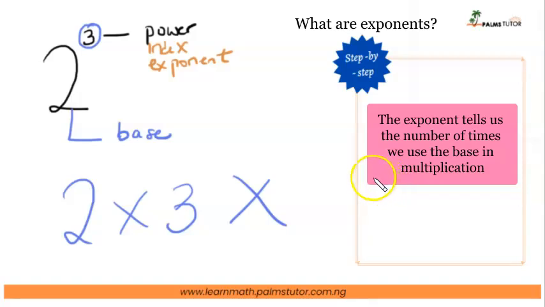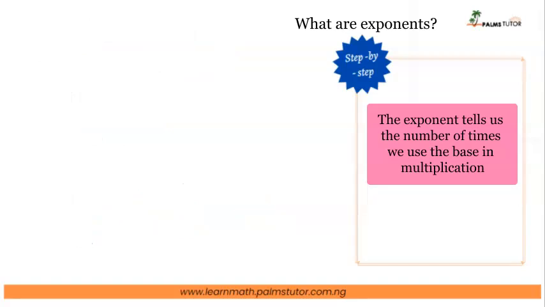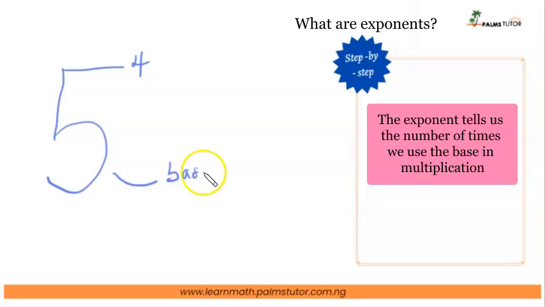Okay, so let's see some other ones, and then you tell me which is the power and which one is the exponent. So if I have 5, right, and I have this little number here, 4. How do I read this? This means 5 to the power of 4, right? It means that this base has the power of 4.